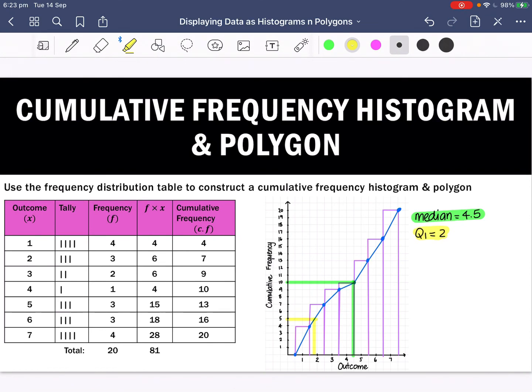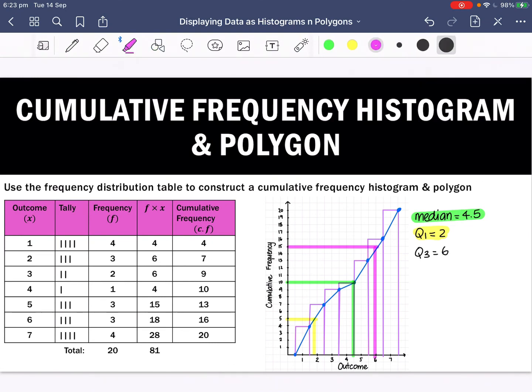And finally, my Q3, I will do in pink. My Q3 is the middle of my second half of scores. So I go across at 15 to wherever it hits my polygon and down, and that is at 6. So my Q3 is equal to 6.